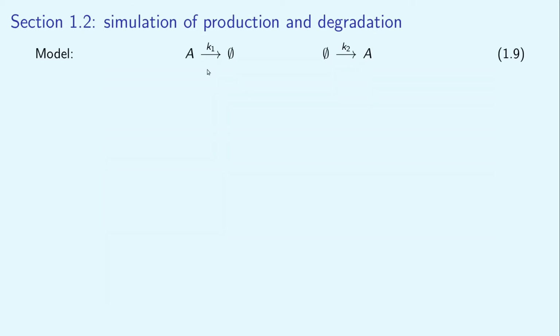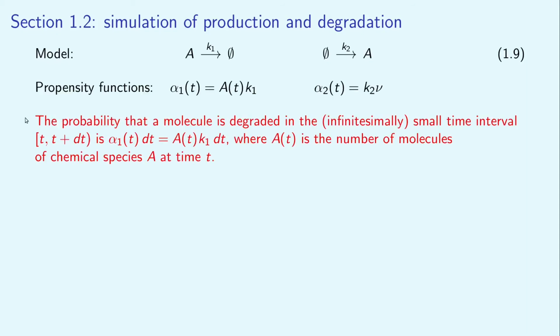The degradation reaction eventually leads to the elimination of all molecules of chemical species A. We now make the dynamics of the system more interesting by adding also some production of molecules of A. Therefore, our next example, studied in section 1.2, is a system of two chemical reactions. The first one is the degradation reaction with the rate constant k1. The stochastic model of this reaction was already discussed before. It is given as this red definition.